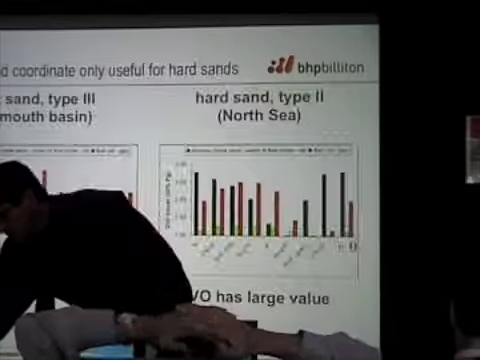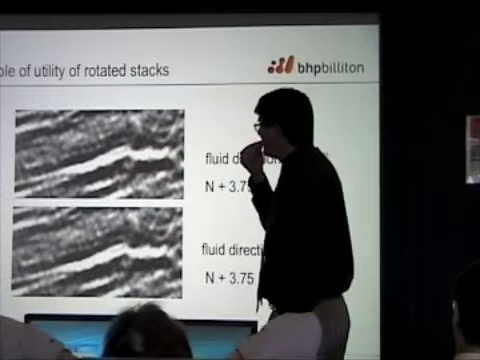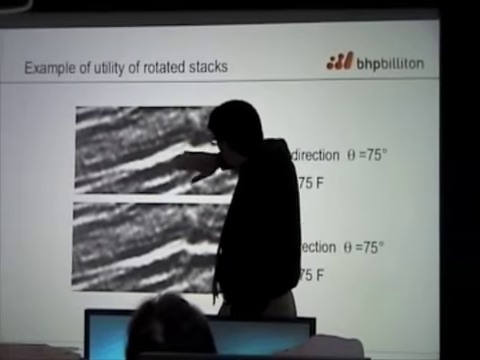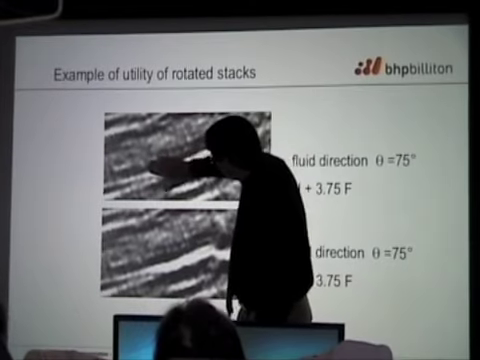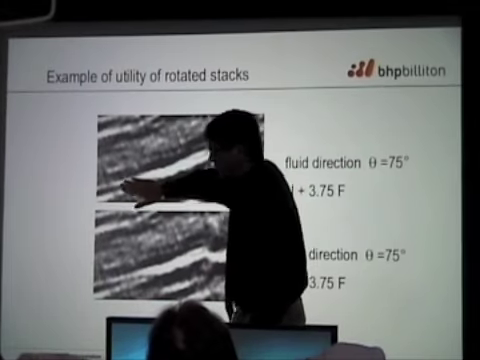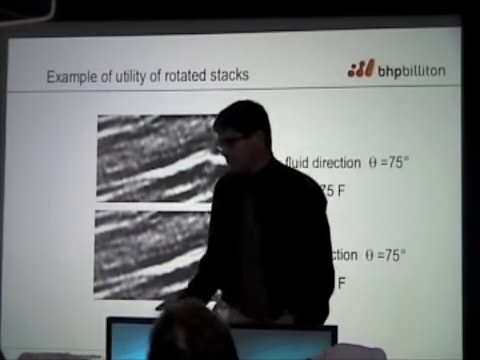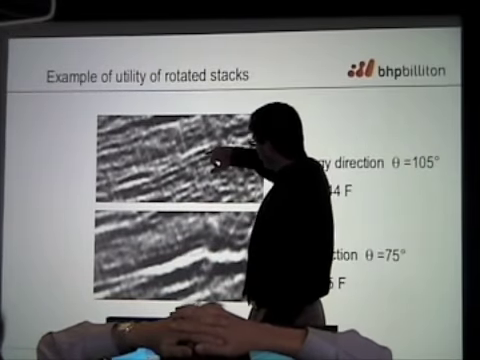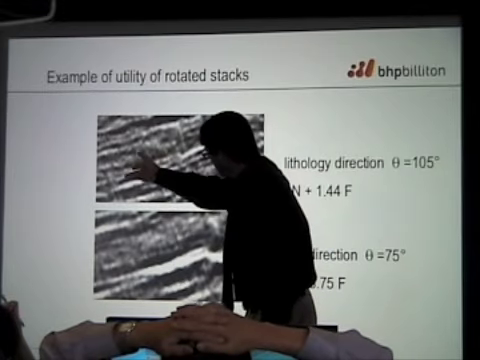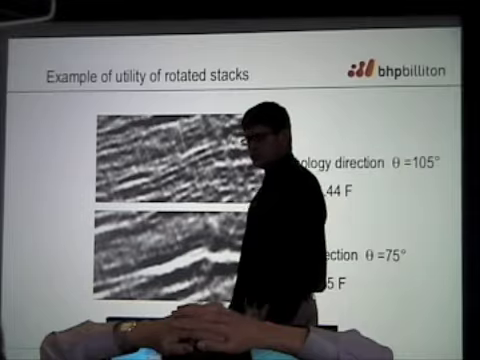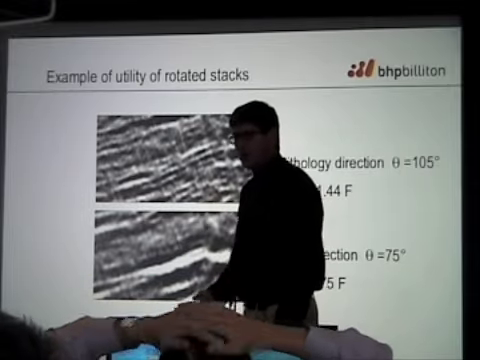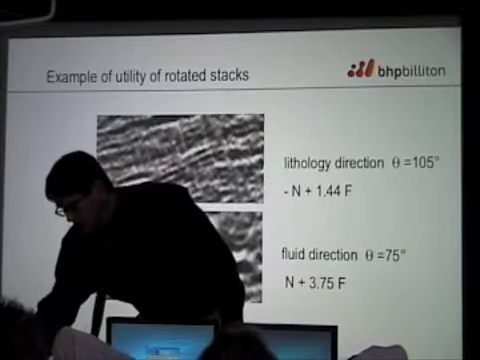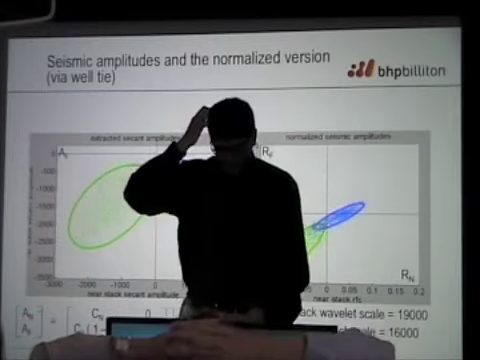And to give you an idea of what that looks like, in this case, it's the opposite case, where there's a nice bright reflector that ends up disappearing down dip. But that's the fluid direction. If you rotate this into the lithology direction, you end up seeing much more distinct lithology down dip, where you can understand what the particular structure is in one of these transparent legs.